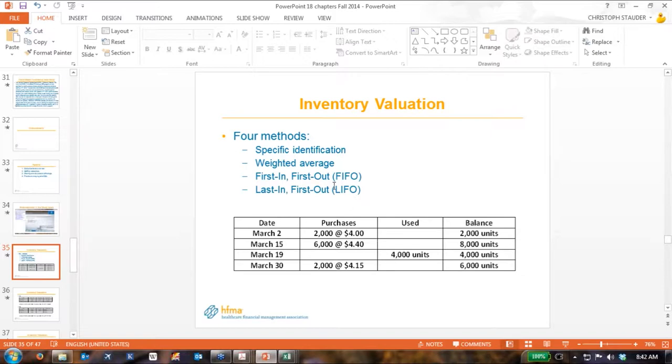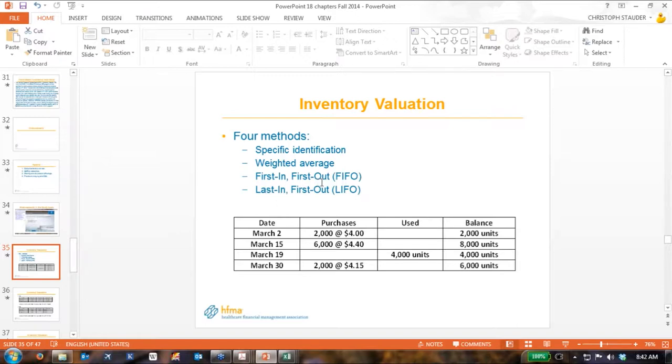Now, there are a couple of other methods, first in, first out, and last in, first out. They have nothing to do with how the goods are actually used. It doesn't mean that the newest item is used first, and thus what's left on the shelf is old, which would be suggested by this first method, first in, first out.